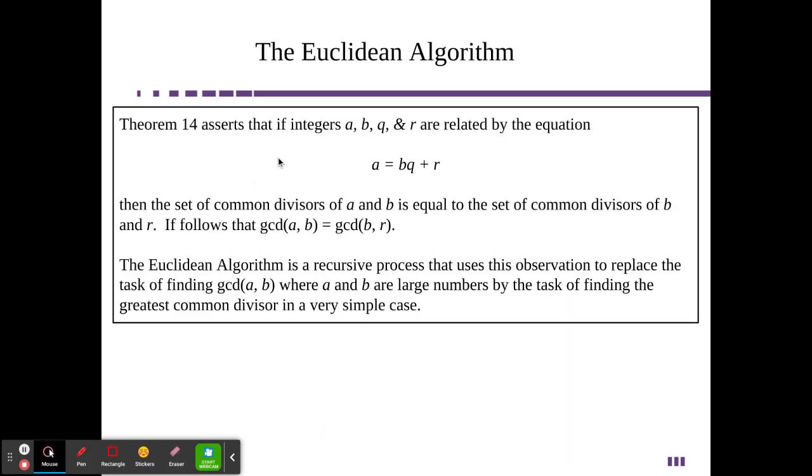Theorem 14 asserts that if integers a, b, q, and r are related by the equation, then the set of common divisors of a and b is equal to the set of common divisors of b and r. It follows that the GCD of a and b is equal to the GCD of b and r. The Euclidean algorithm is a recursive process that uses this observation to replace the task of finding the GCD of a and b, where a and b are really large, by the task of finding the greatest common divisor of a very simple case.